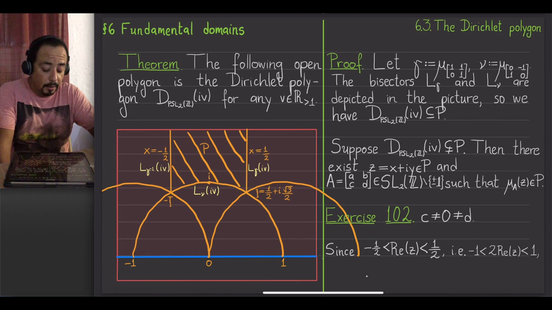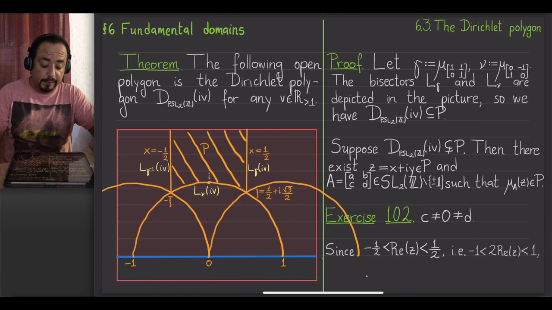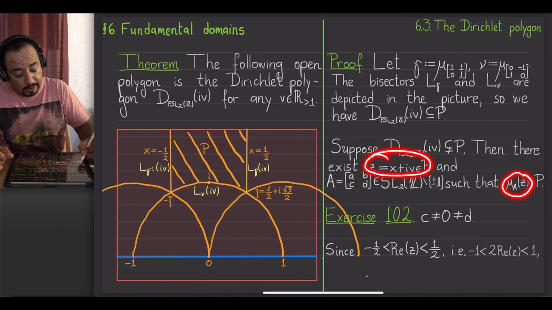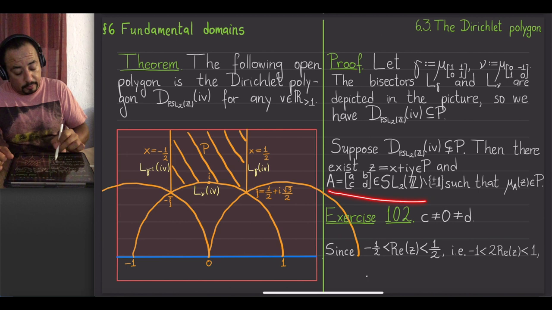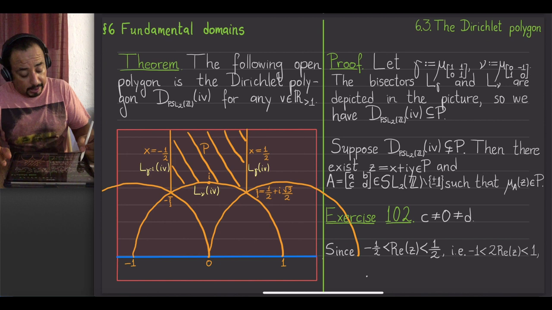Then in P there must be a pair of distinct points equivalent under some element of PSL2Z. So I take Z and this other point in P, gamma equivalent. So there exists such a matrix in SL2Z. Okay, and what we are going to deduce is that the imaginary part of this point is strictly smaller than the imaginary part of this point.